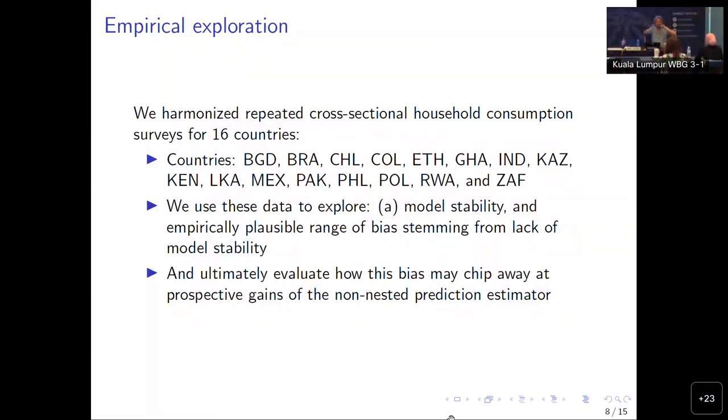So what you've noticed is that if there's a bigger gap between that red line and the point in time where we train the model, it means there's a bigger time gap along which model instability might manifest itself, and consequently a bigger scope for bias stemming from model misspecification.